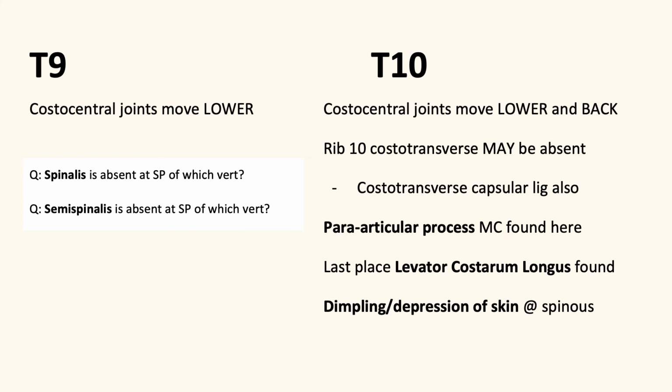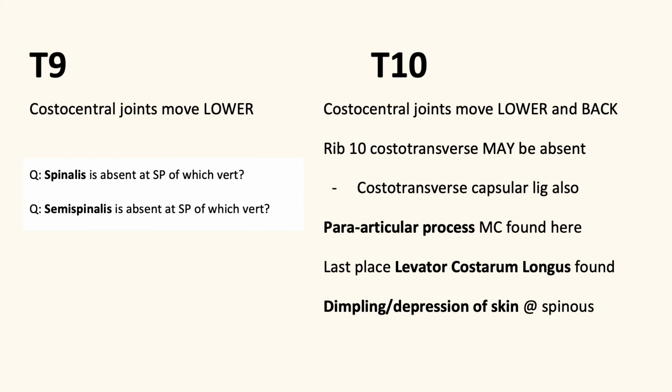Other important things are those muscles that are listed in the questions below T9. So that's on page 97. Those two muscles you for sure need to know. Those are important, guys. So the spinalis is going to be absent at the spinous processes of T9 and T10. Interestingly, they then reconnect down below that. So they're connected at T8 and T11 and T12, but not at T9 and T10.